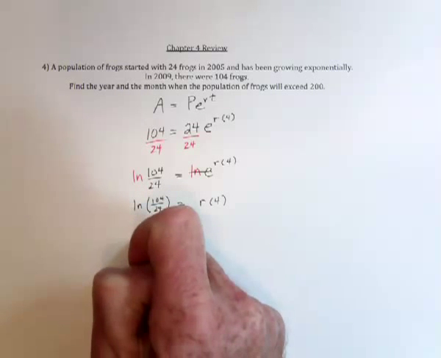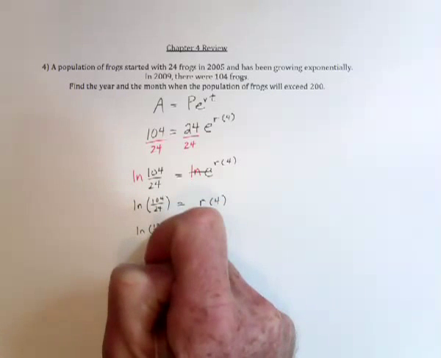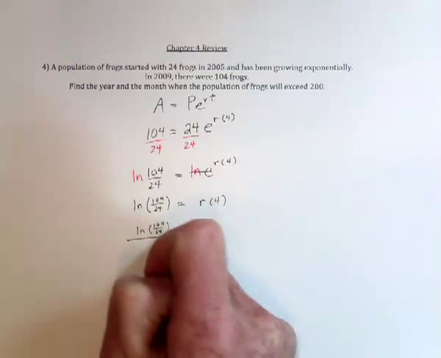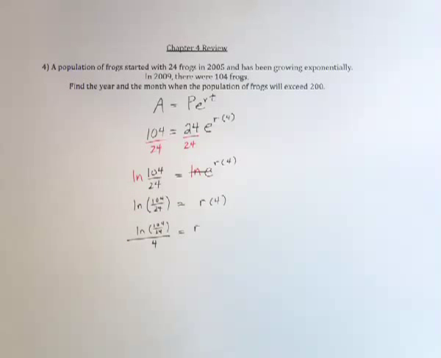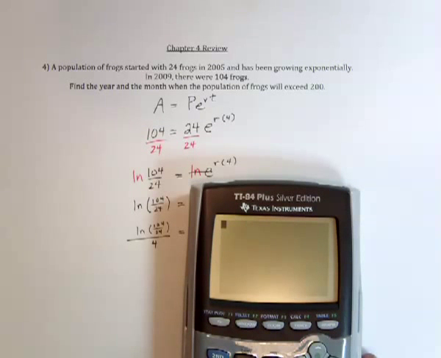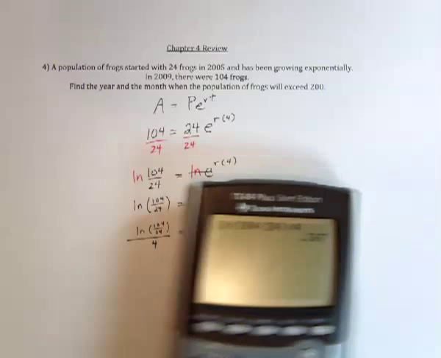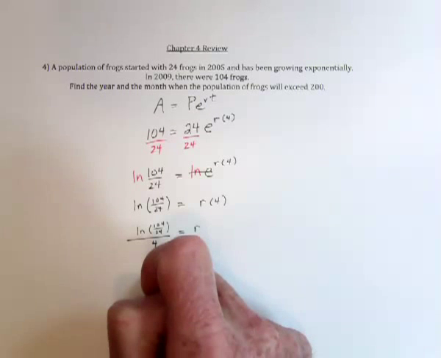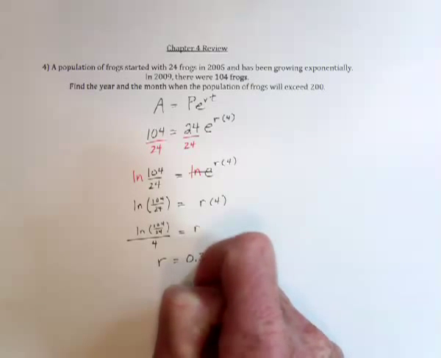So it's going to be the natural log of 104 divided by 24, and then divide that whole thing by 4. So the natural log of 104 divided by 24, and when that's done, divide the answer by 4. So they're growing at about 36.7% per year. So r is equal to 0.367.